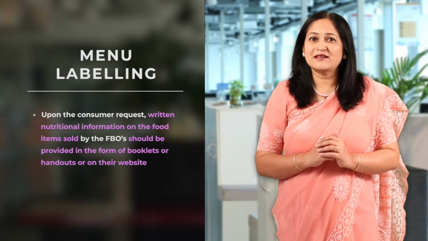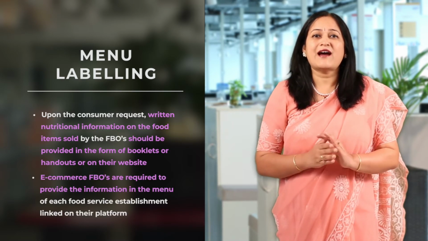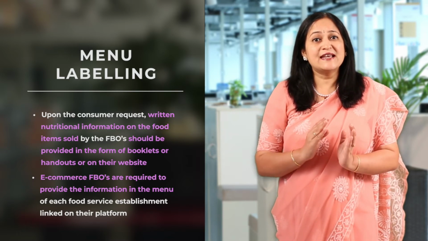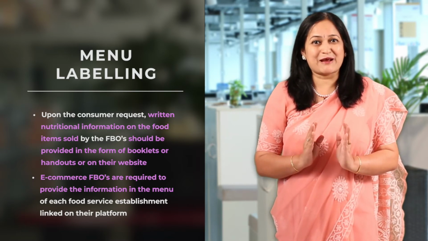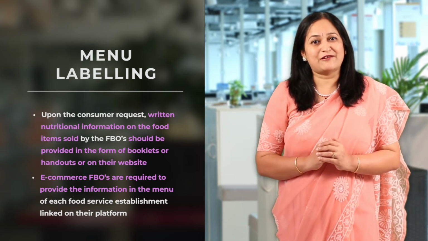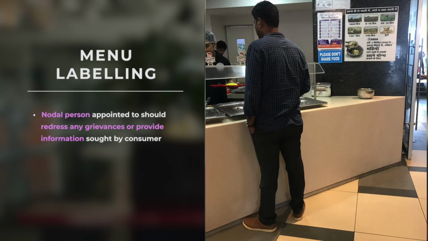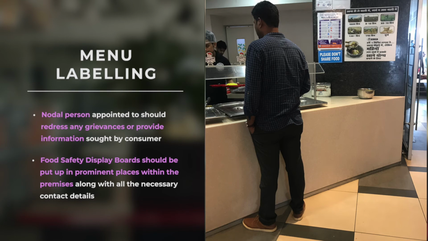In addition to this, e-commerce FBOs are required to provide the information in the menu linked with each food service establishment linked on their platform. There should be a nodal person appointed to redress any grievances or provide information sought by the consumer. Food safety display boards should be put up in prominent places within the premises along with all the necessary contact details.